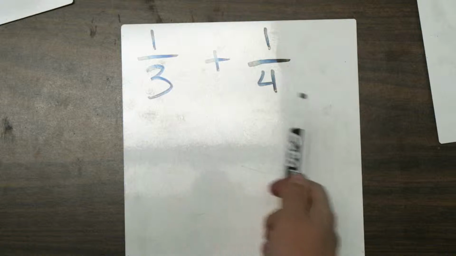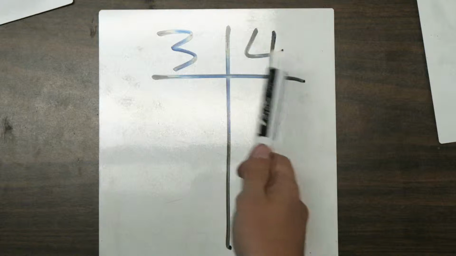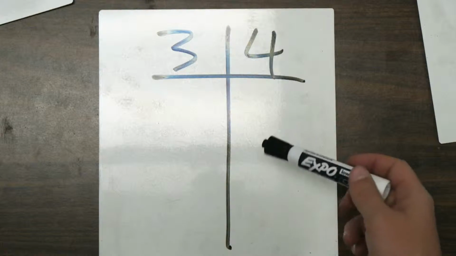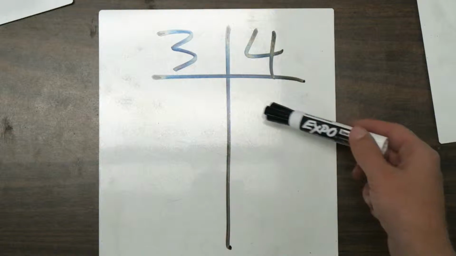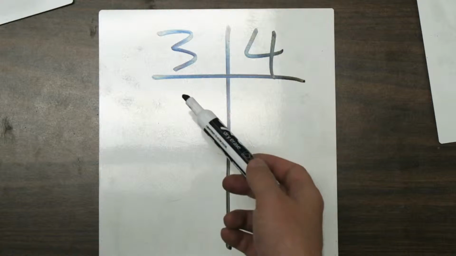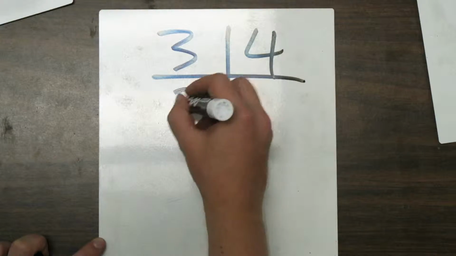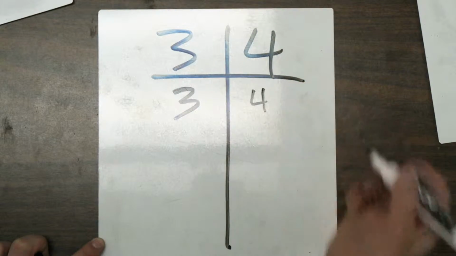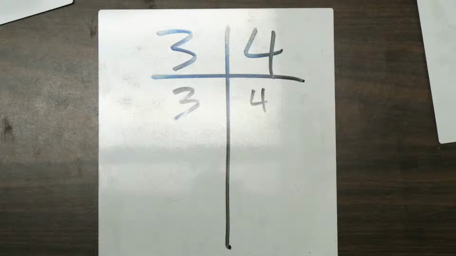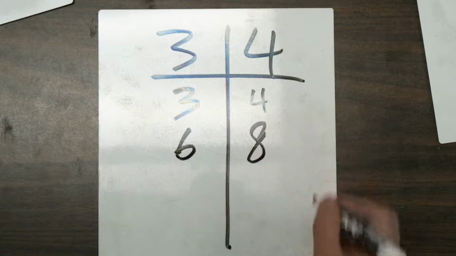I'm going to take both bottom numbers, the denominators, and make a chart with them. There are my denominators on the top. Now I'm going to list their multiples. The first multiple will always be that number times 1. So 3 times 1 is 3. 4 times 1 is 4. Then I'm going to list the second multiple, which is that number times 2. 3 times 2 is 6. 4 times 2 is 8.